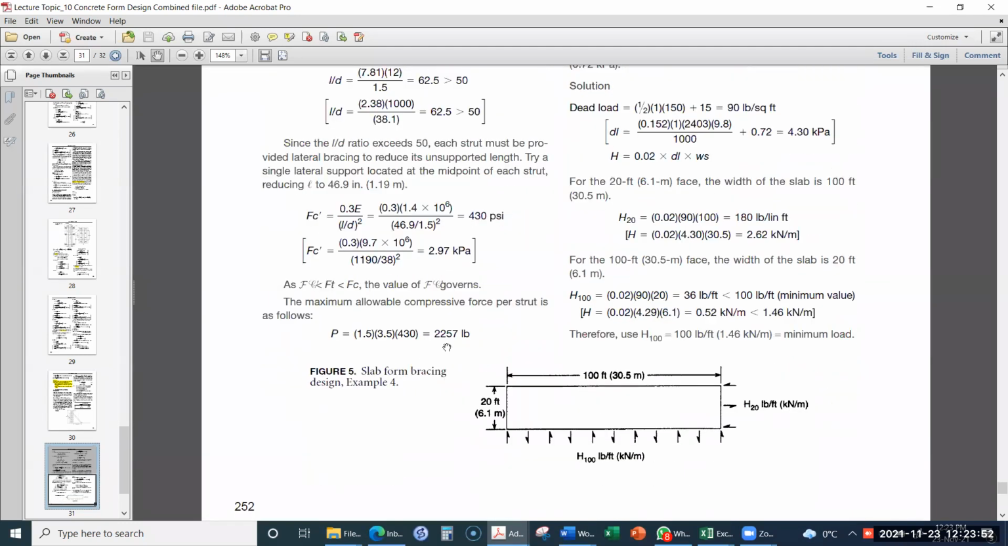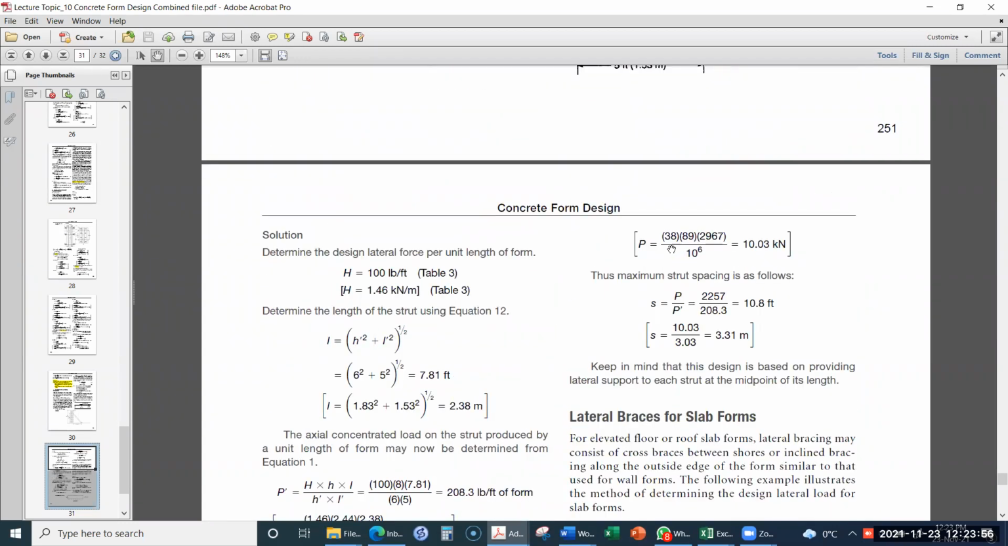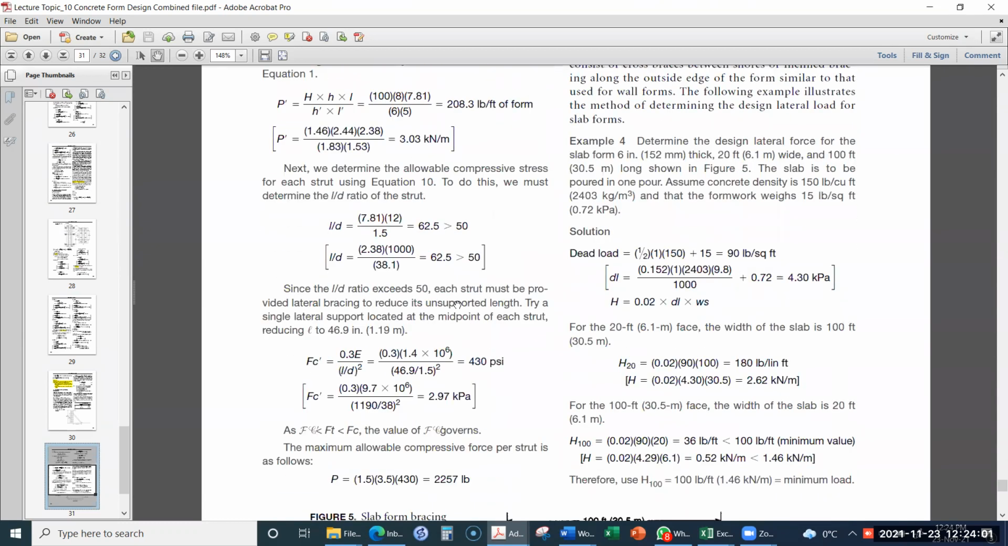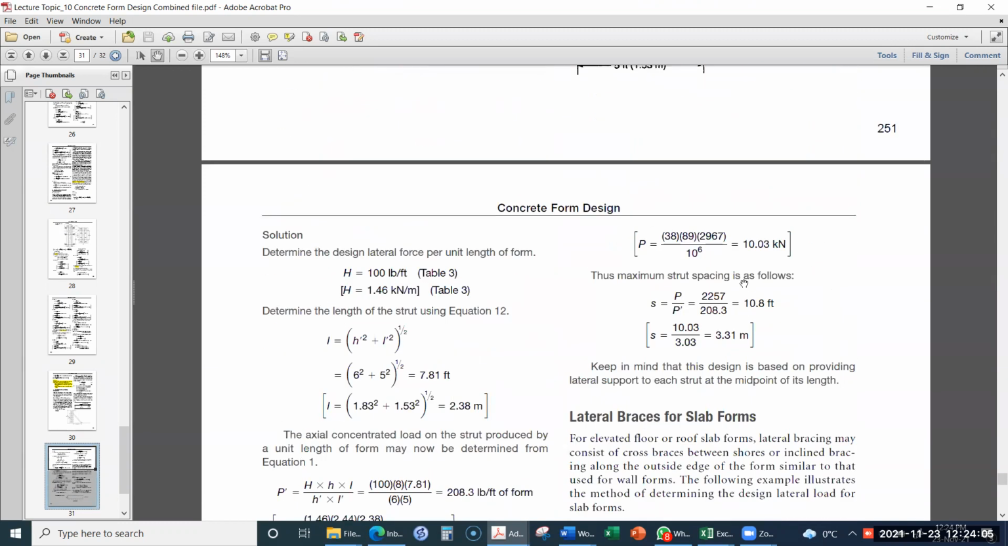So this is in the pound unit, so we can convert it into the units. In this case, that will be the stress. So this value is 2.97, or it is 2.967. So 2.97 is in approximate terms, it is 2.967. Okay, and because this is the allowable force, this is the allowable stress.